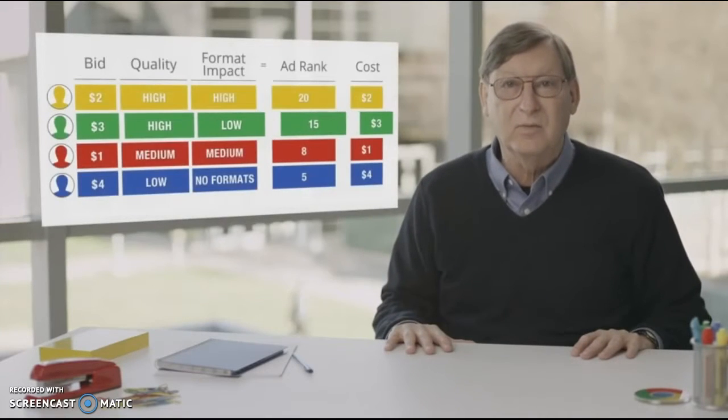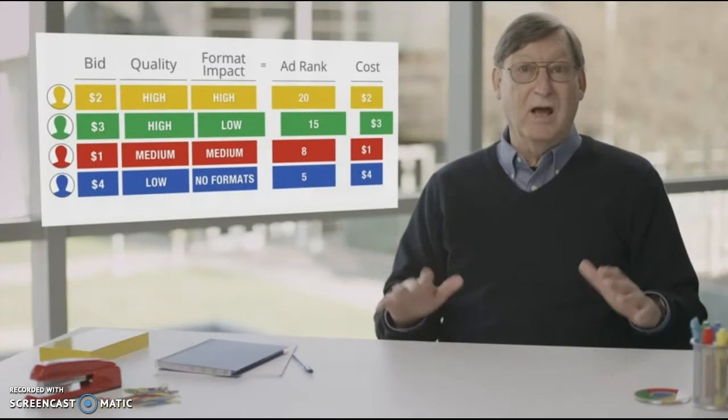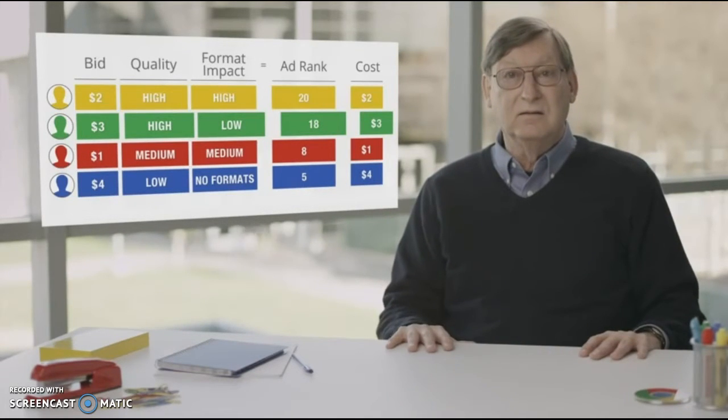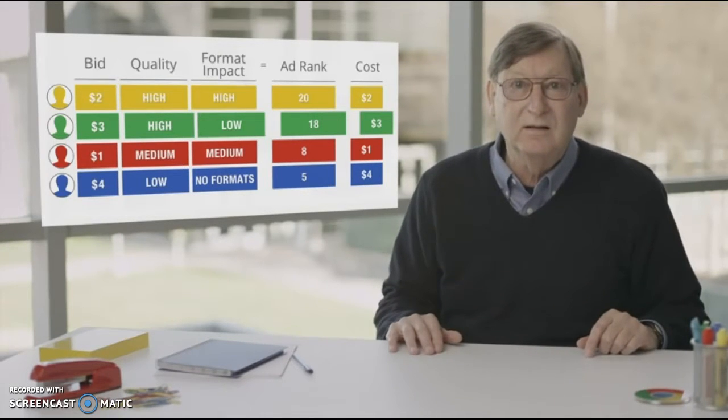All right, let's talk about how advertisers can influence their cost per click and ranking in the auction. By improving your quality or adding ad formats, you can potentially improve your ad position. You could also end up paying a lower cost per click. So let's take a look at the advertiser in position 2. Suppose she improves her ad landing page. Now her ad rank goes up to 18. Her position here doesn't change, but what happens to how much she pays per click?